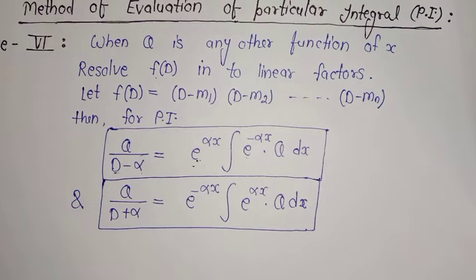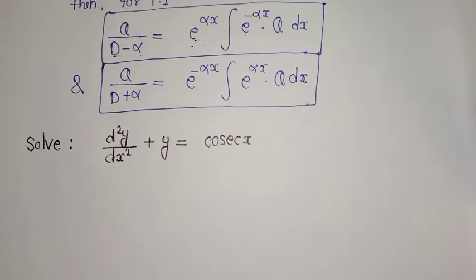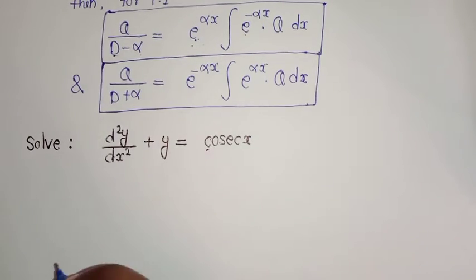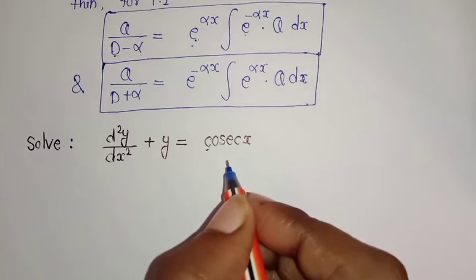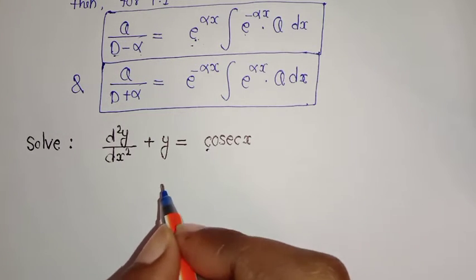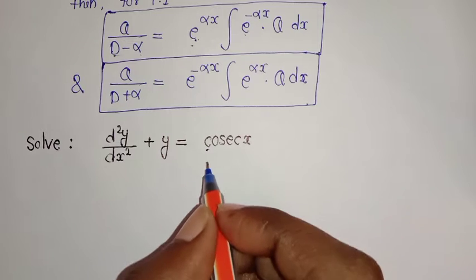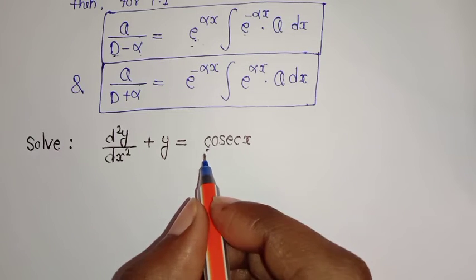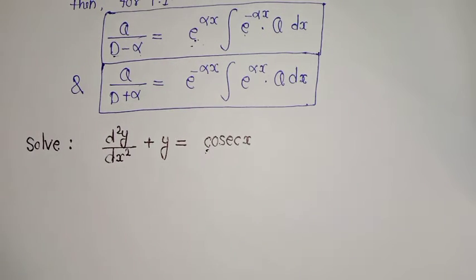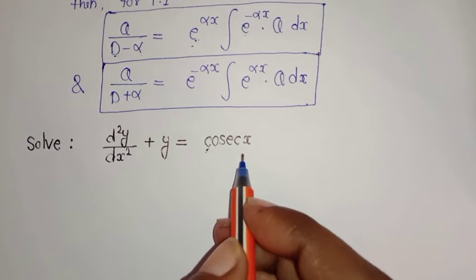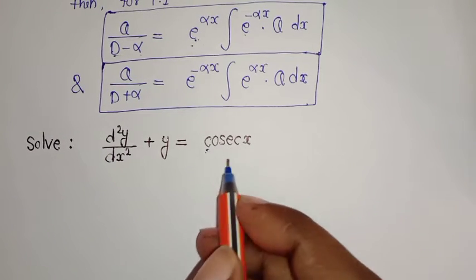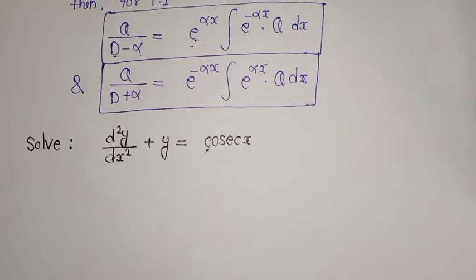Okay, so I am going to take some examples to show how to apply this method on any question. So this is our first example. Now you can see our q is a trigonometrical function, but the method I told you earlier was for sin ax or cos ax, and here it is cosec x. So how can we find the particular integral of such a function? We will discuss it by this method.